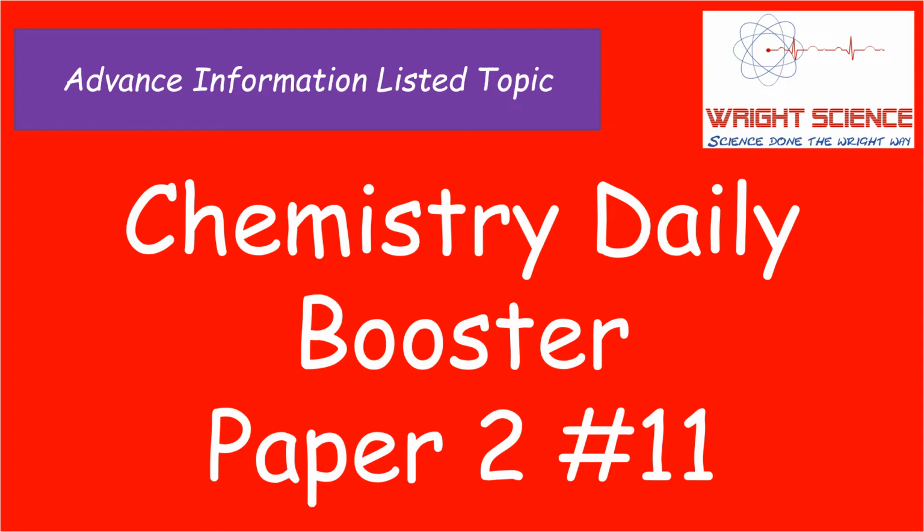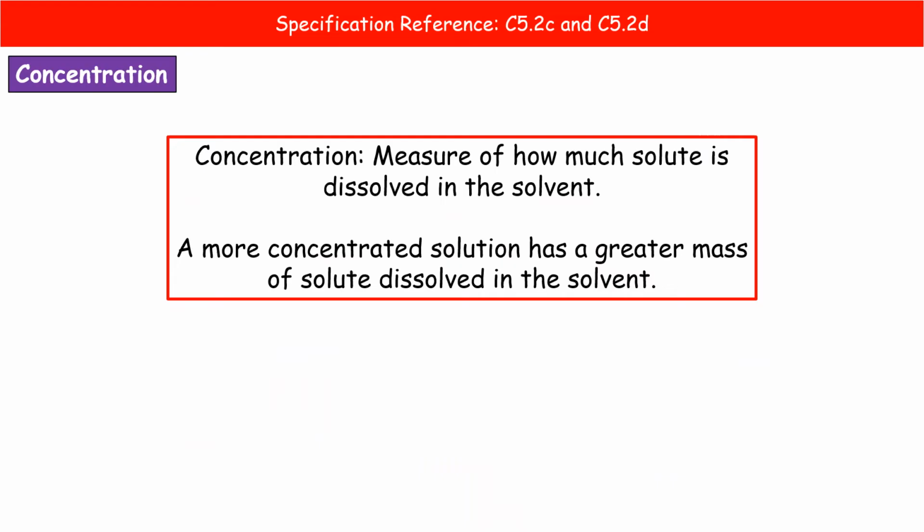This is number 11 in our Paper 2 series, and it is advanced information listed for both the foundation chemistry and the higher tier chemistry. What we're going to be doing in today's booster is continue to look at those factors that affect the rate of reaction. So last time we had a look at temperature. What we're going to do this time is start off with concentration.